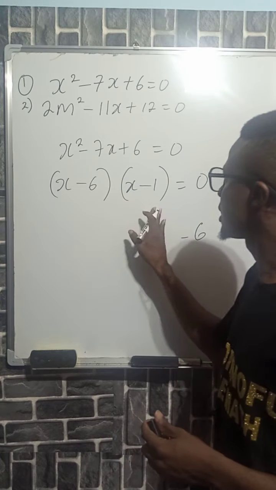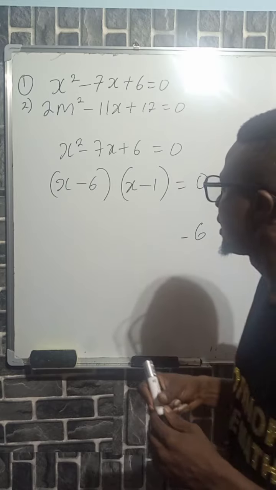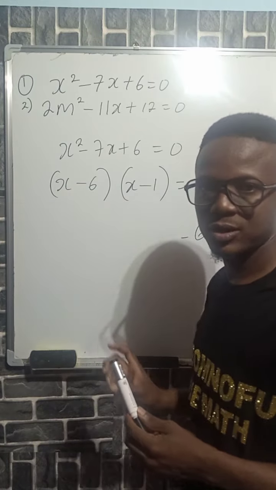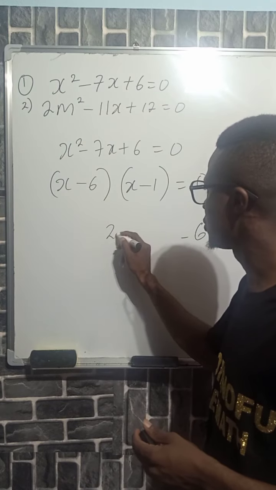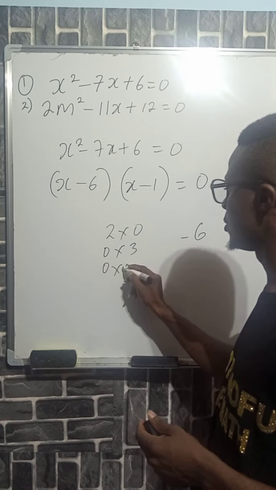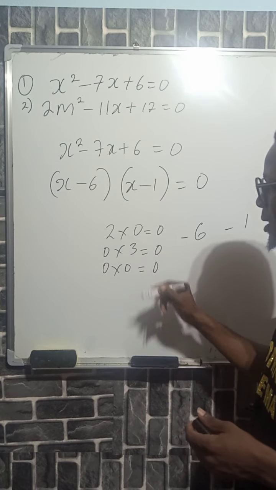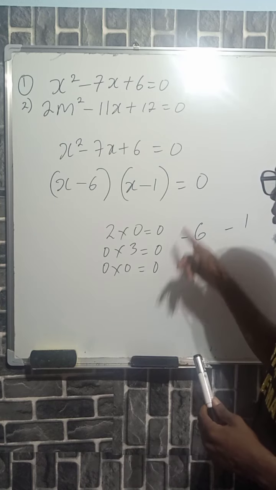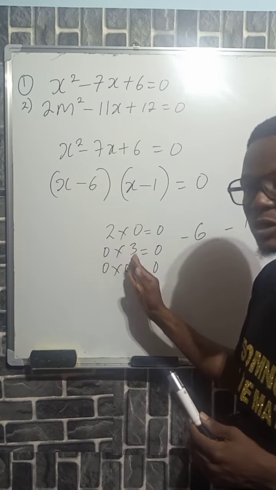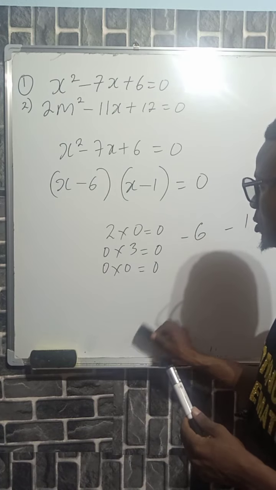Now, when two things are multiplying each other and the result is 0, it implies that either the first one is 0 or the second one is 0, or both of them are 0. For instance, 2 times 0, 0 times 3, or 0 times 0. You will see that in each case, we get 0 as the answer. Therefore, whenever 0 is the product of two things, either one of the numbers multiplying is 0 or both of them are 0 for 0 to be the result.